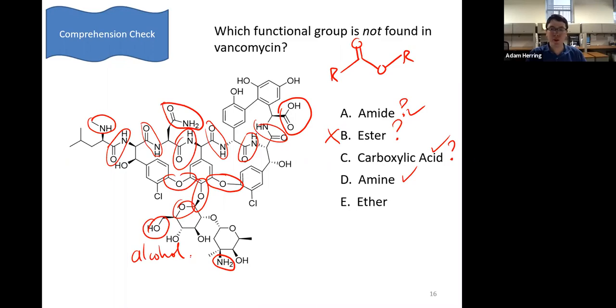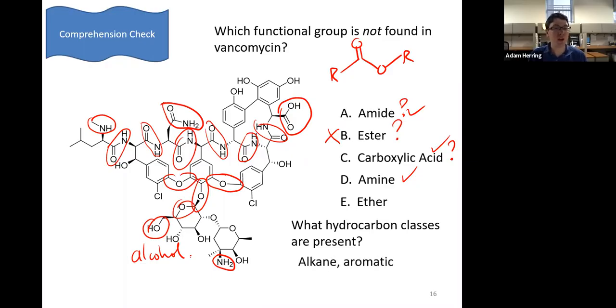Okay, here's a follow-up question. Which hydrocarbon classes are present? Alkane, alkene, alkyne, and aromatic. Pause the video and try and find the different hydrocarbon classes. So we have two different hydrocarbon classes, the alkanes and aromatic. Aromatic, you can see there are several 6-membered rings with alternating double bonds and single bonds. And then we also have some portions of the molecule that are simply hydrocarbons. There's no functional group that is on them.